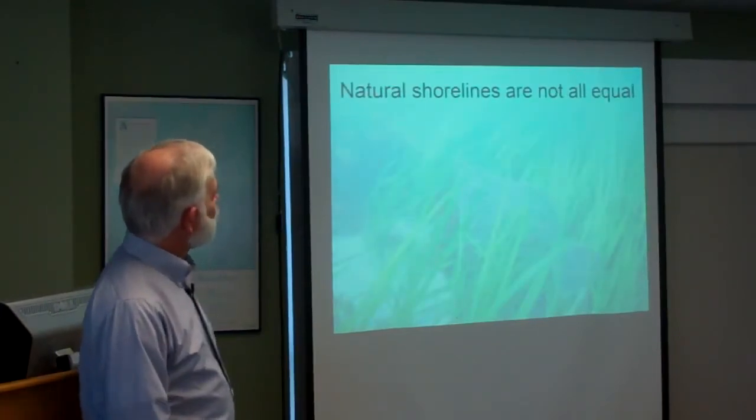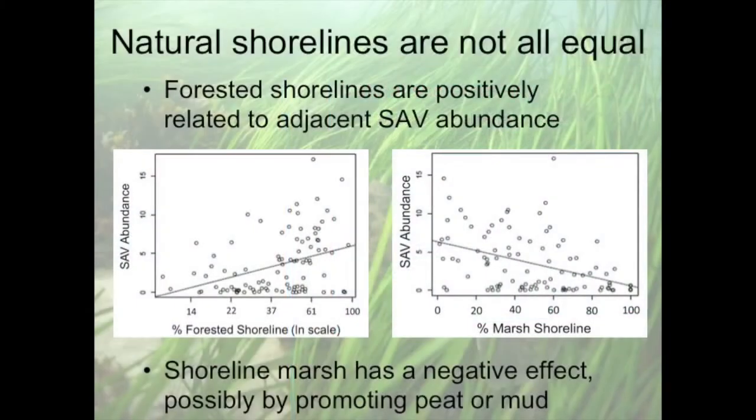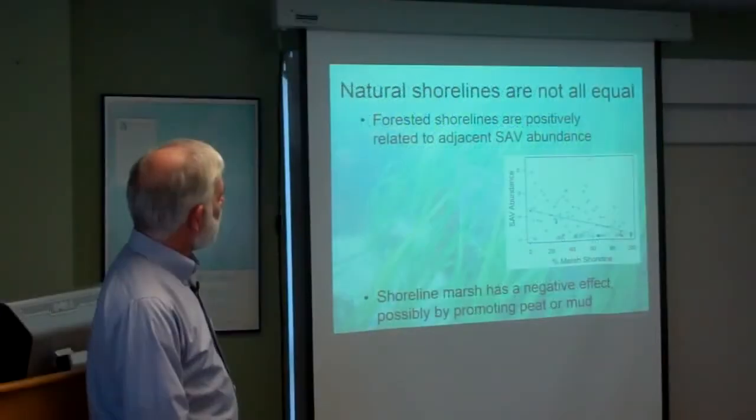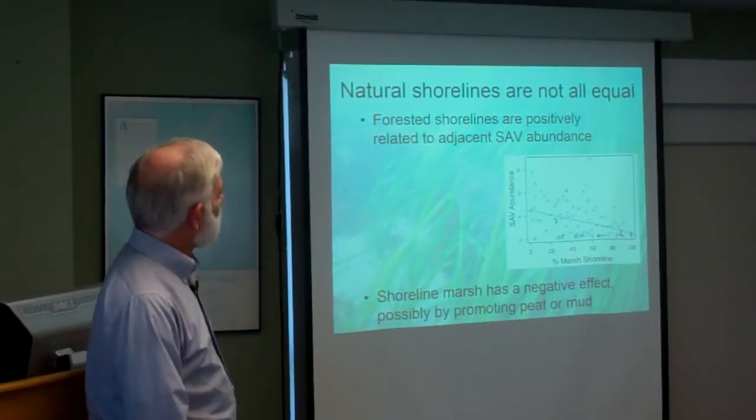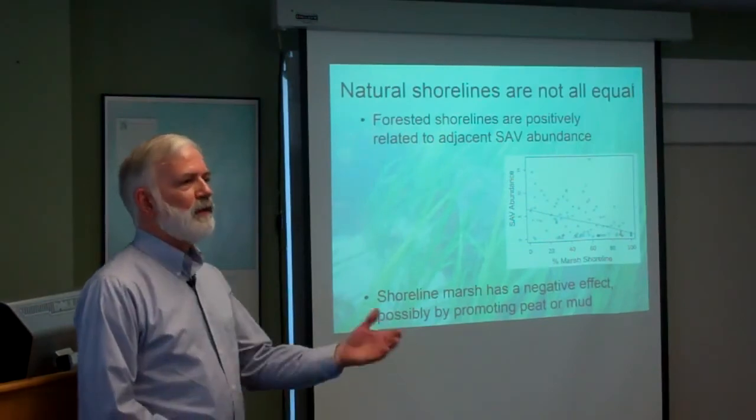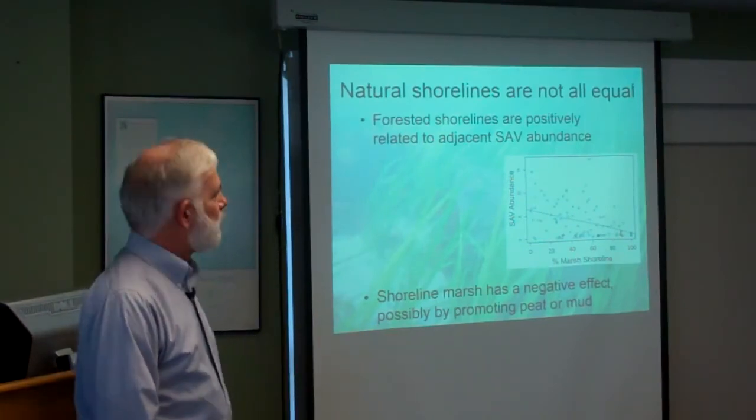We found that natural shorelines are not all equal. We saw that forested shorelines were positively related to SAV abundance, but shoreline marsh was negatively related, possibly because of this effect of supplying mud or peat to the adjacent water.